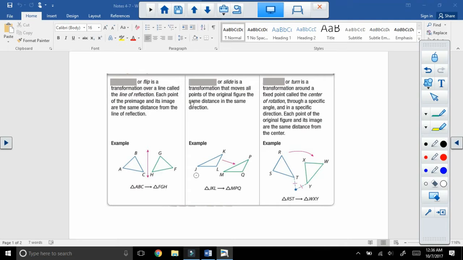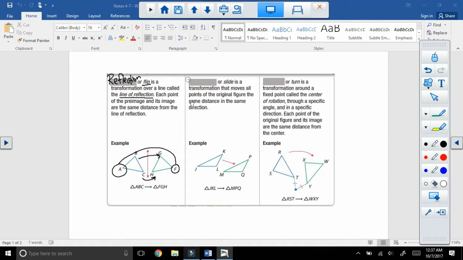Okay, so I thought what we'd do here is just kind of fill in the blank. This first one is a reflection, and you may have learned this before as a flip. It's being flipped over some sort of line. That line of reflection will be really important, especially as we do our work later in chapter 9. But here you can say that point A is reflecting to point F, C is mapping on or reflecting onto H, and B is mapping to G.